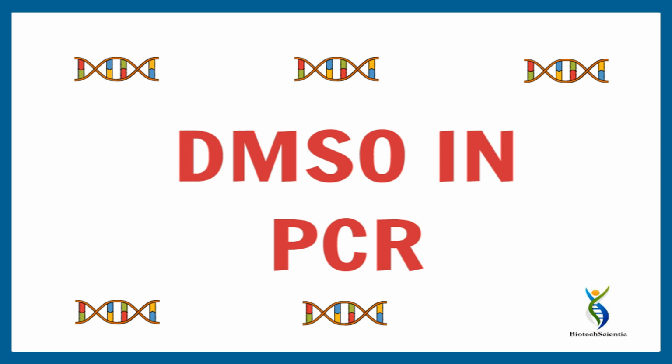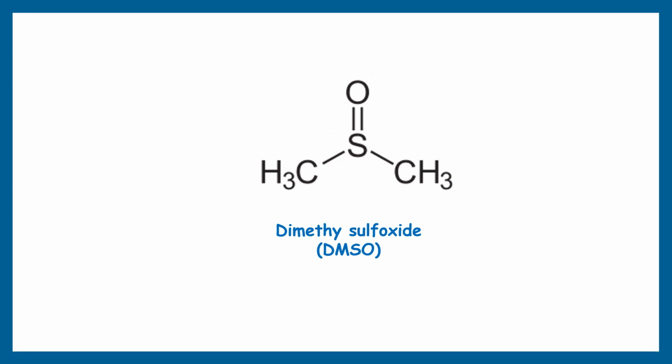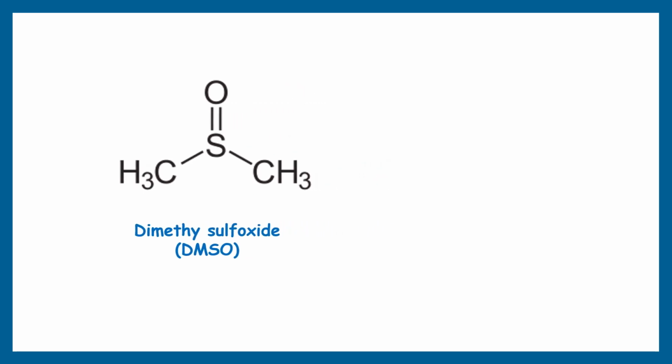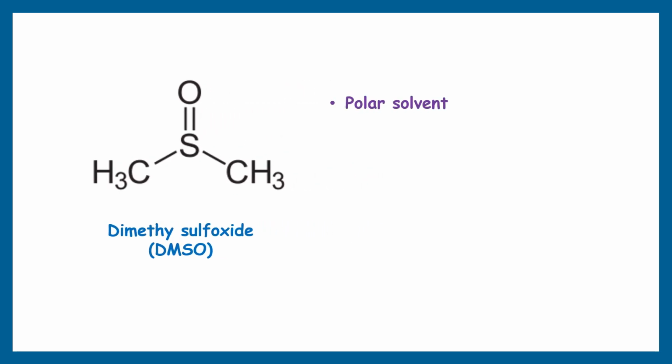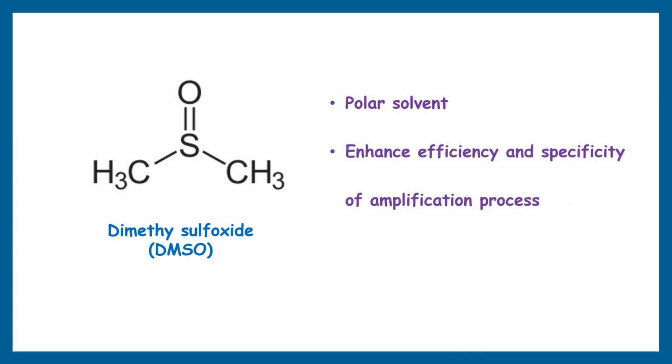So let's get started. DMSO, which stands for dimethyl sulfoxide, has trigonal pyramidal symmetry. Chemically, it is a 2-carbon sulfoxide having 2 methyl groups. It is a polar solvent which is frequently used in PCR reactions. It plays a crucial role in enhancing the efficiency and specificity of the PCR amplification process. In the medical field, DMSO is also used as a cryoprotectant.